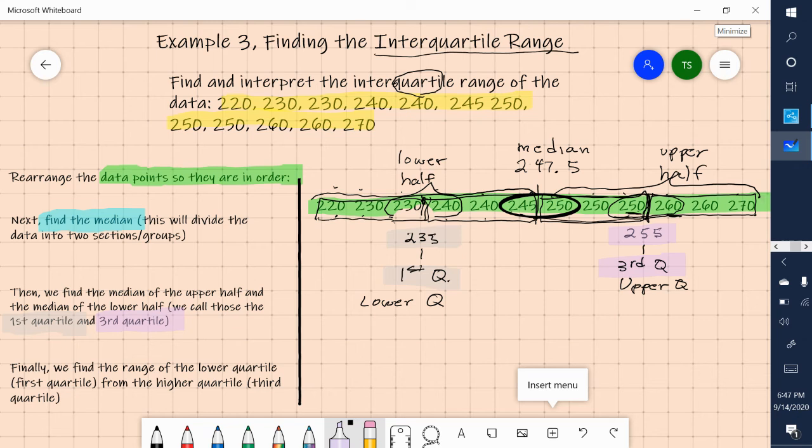So I will take 255. This time I'll do it vertically. 255 minus 235 gives us an interquartile range of 20.